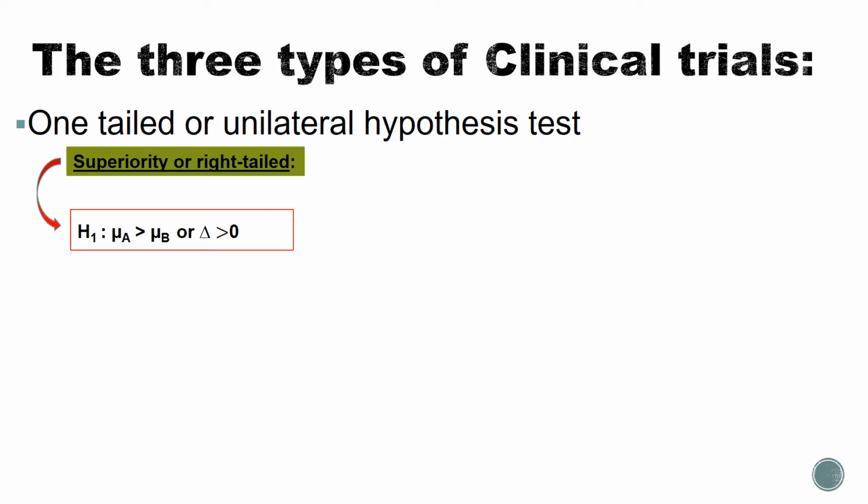What we should know is that all these hypothesis tests are named with respect to the alternative hypothesis, simply because that's where our research question is. Our research question, for example, is to show that treatment A is better than treatment B. So that's actually our alternative hypothesis.